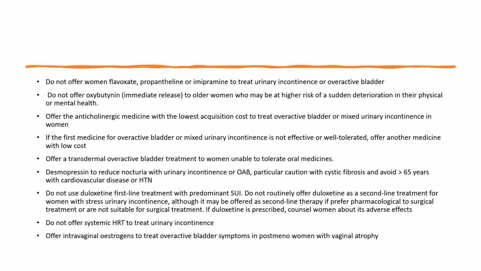Do not offer women flavoxate, propantheline, or imipramine to treat urinary incontinence or overactive bladder. Do not offer oxybutynin immediate release to older women who may be at higher risk of a sudden deterioration in their physical or mental health. Offer the anticholinergic medicine with the lowest cost to treat overactive bladder or mixed urinary incontinence in women. If the first medicine for overactive bladder or mixed urinary incontinence is not effective or is not tolerated, then offer another medication, again taking cost into consideration.